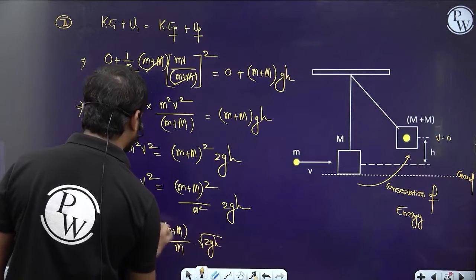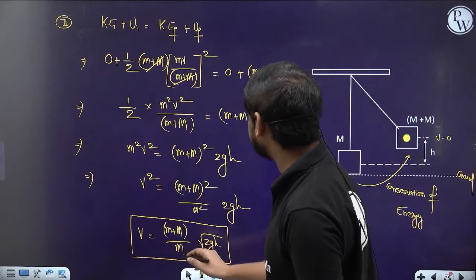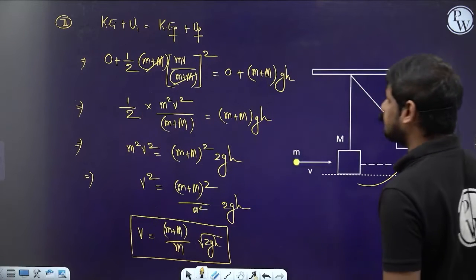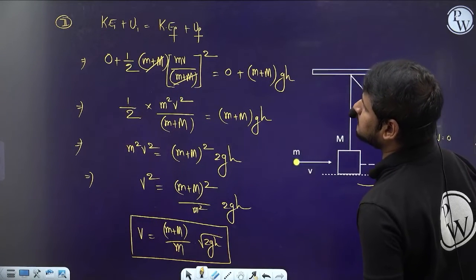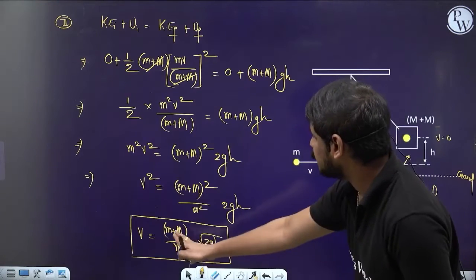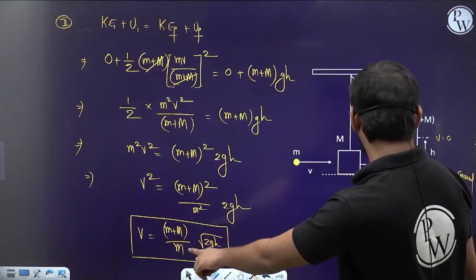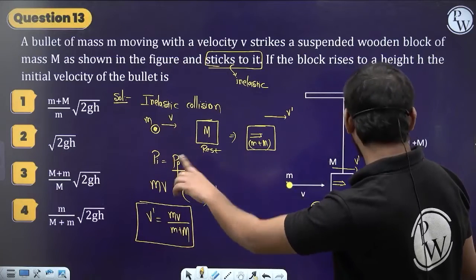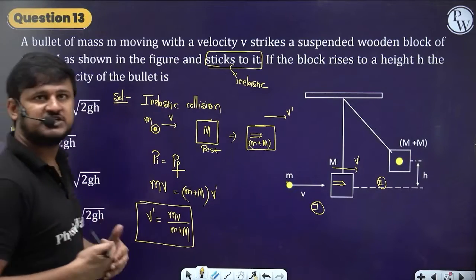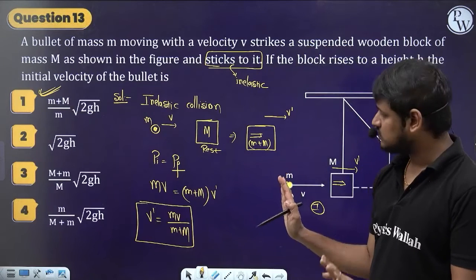So check for this option, v is equal to (M plus m) by, what is this one? Capital M, right? This is small m, sorry. So check the options properly: small m plus capital M by small m into root 2gh. I could see option 1 itself, small m plus capital M by small m into root 2gh. Option A is the correct answer. Clear guys? Understood the concept everyone? Chalo, let's move further.